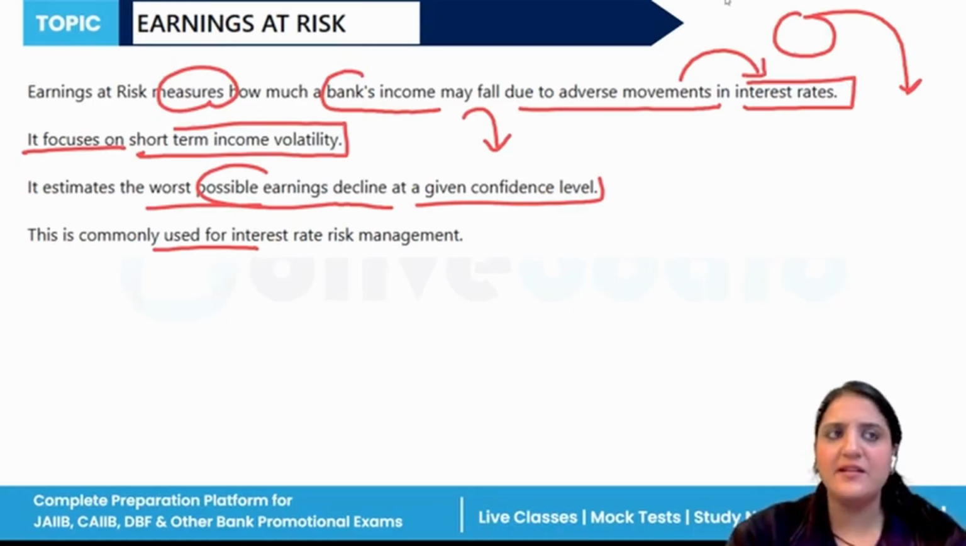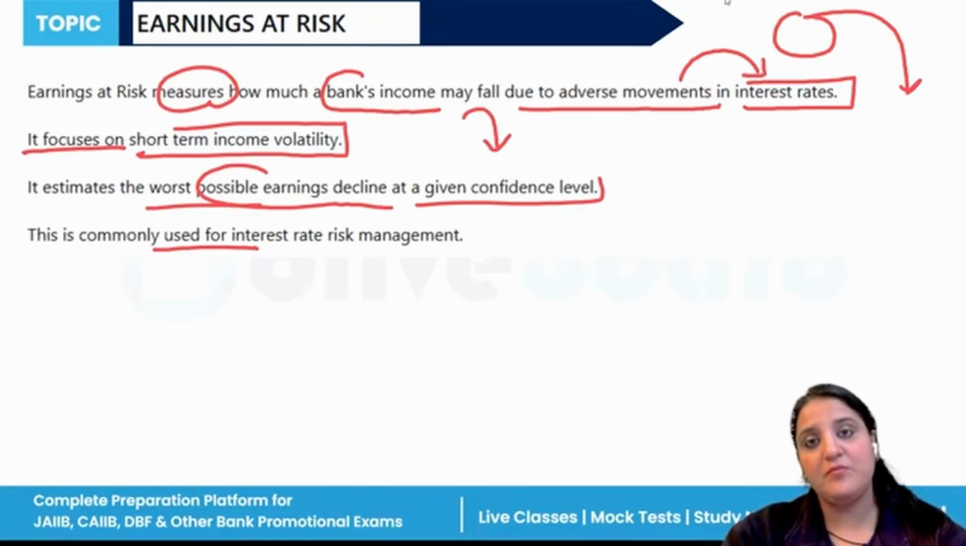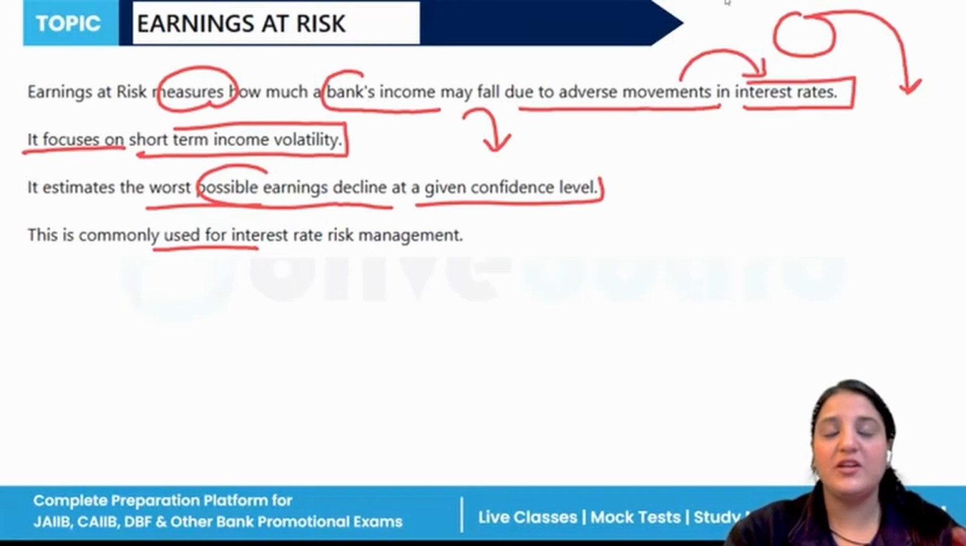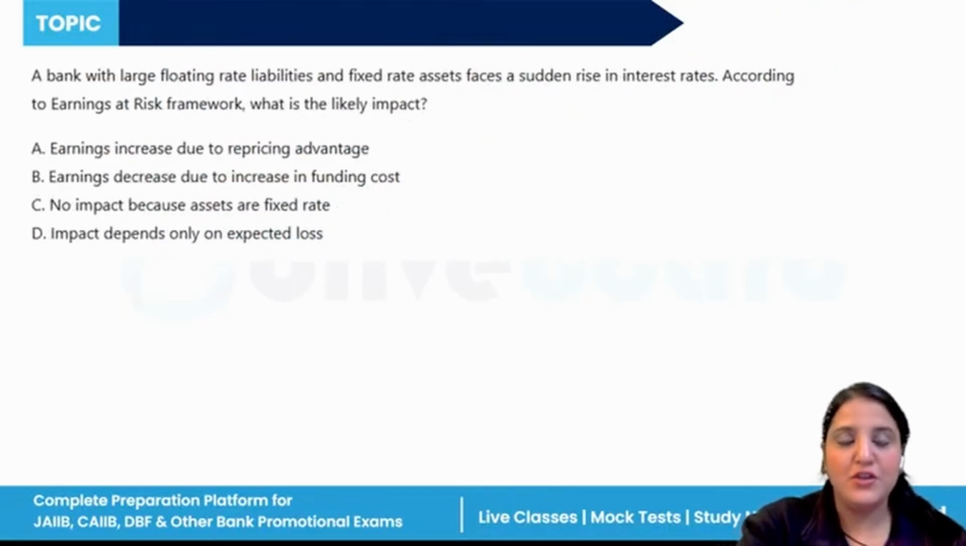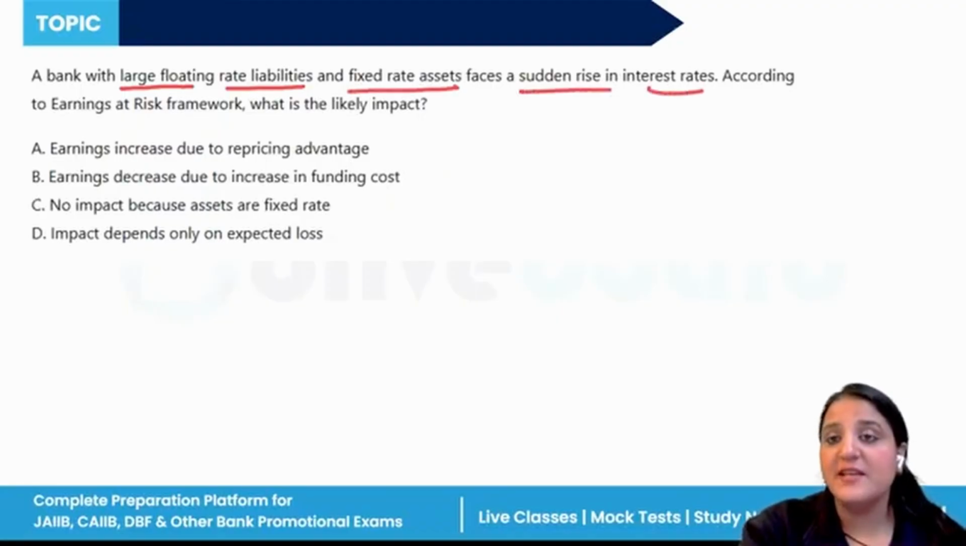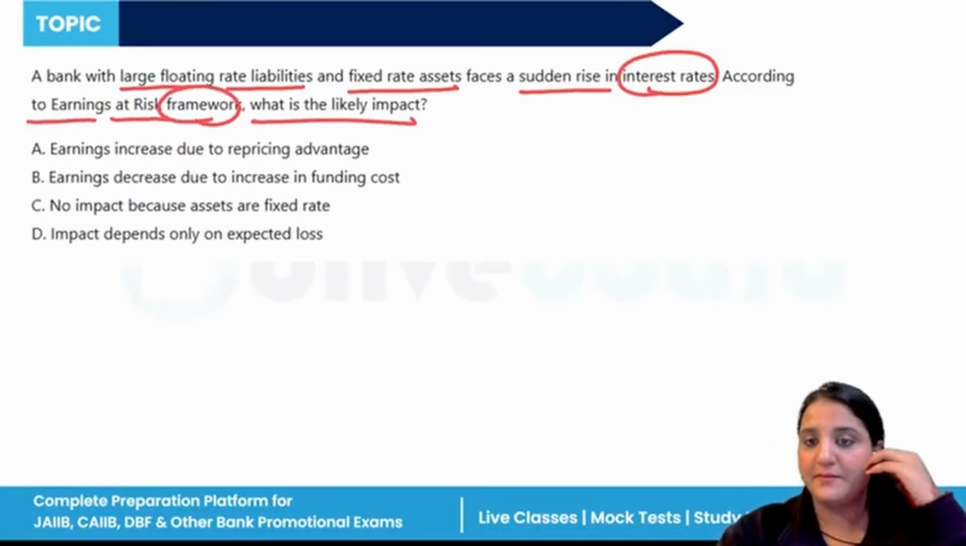That tells us that if the worst moment comes, the bank income will decline by that much percent. So if a bank has large floating rate liabilities and fixed rate assets and faces a sudden rise in the interest rate, according to the earnings at risk framework, what is the likely impact here?